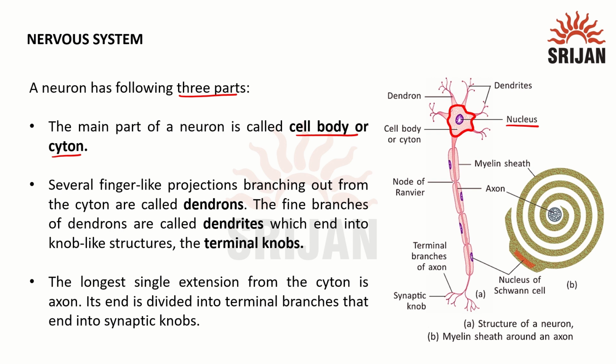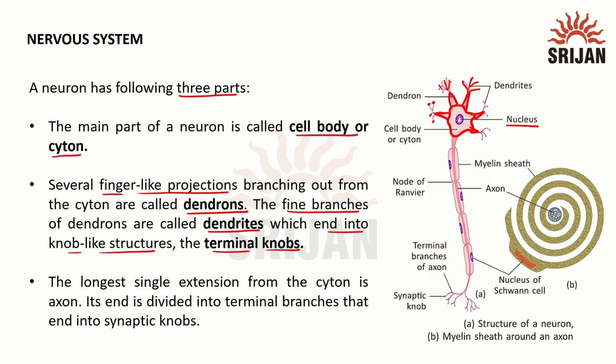Now from the cyton, we can see there are finger-like projections branching out. So those are these ones. So this gives a star appearance. These branches or finger-like projections are known as dendrons, and the finer branches at the end we can see here are known as dendrites, which end into knob-like structures known as terminal knobs. We can see they are swollen a little bit.